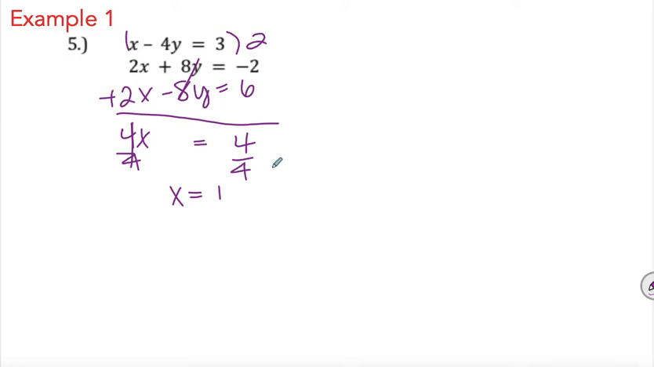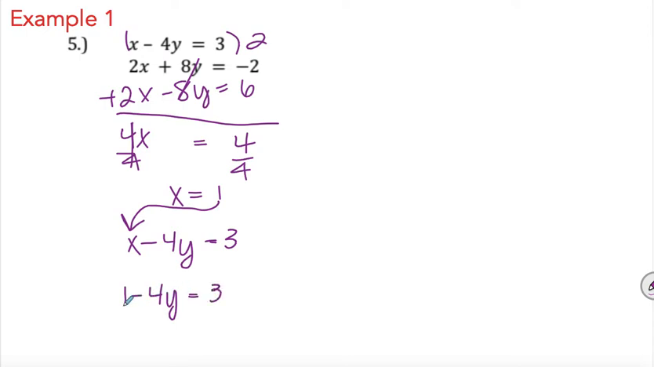And so again, once you have your first value, we're going to plug it back in to either equation, whichever one looks the easiest. I'm going to pick this top equation here that says x minus 4y equals 3. And I'm going to take this 1 that we just found and plug it in for x. Now the nice thing here is there's nothing to multiply times, so I don't need to really use parentheses when I plug it in. I'm just going to go ahead and write 1 minus 4y equals 3.